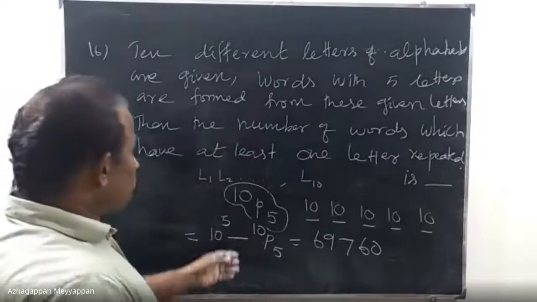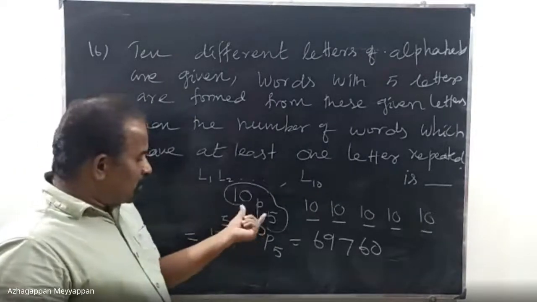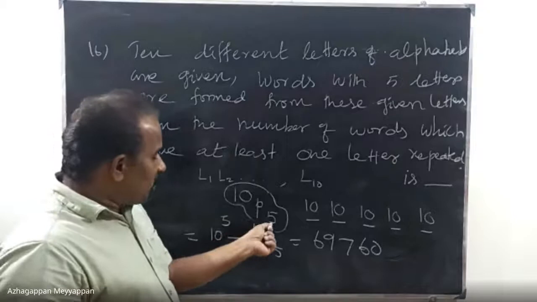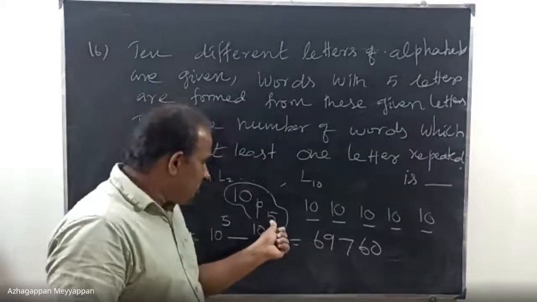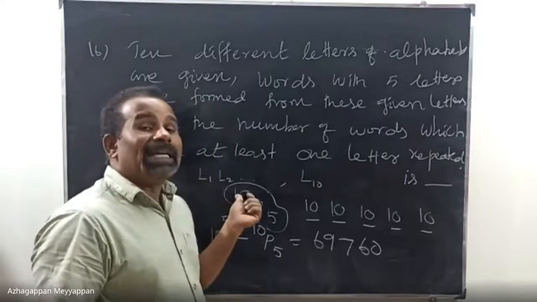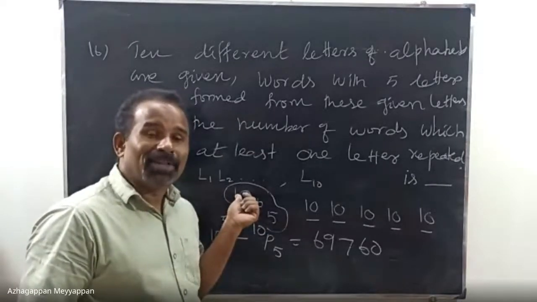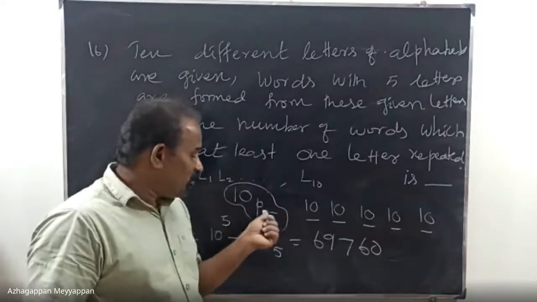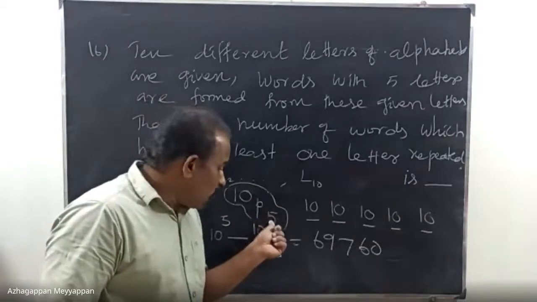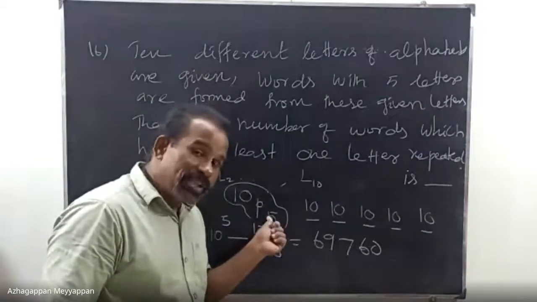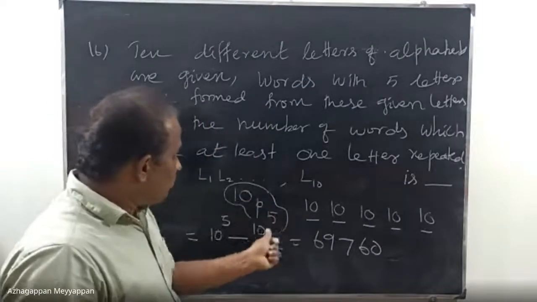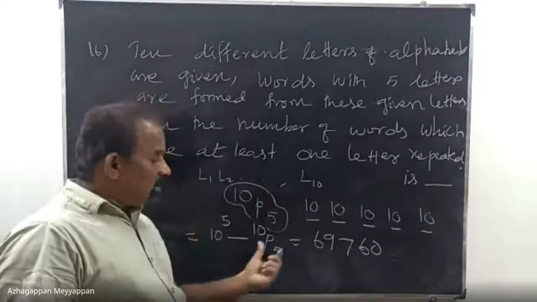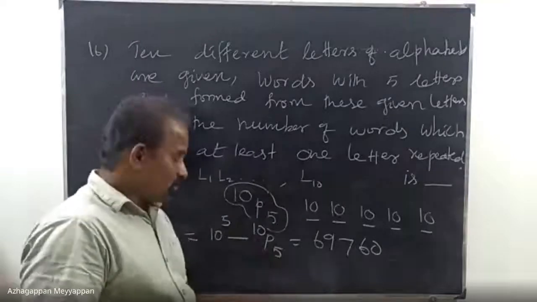Understood? So whatever numbers we find, that is nothing but arranging 5 distinct objects from 10 distinct objects. This is most important. 10P5 means we are arranging 5 distinct objects from 10 distinct objects. So therefore, to use 10P5, all the things must be distinct. Understood?